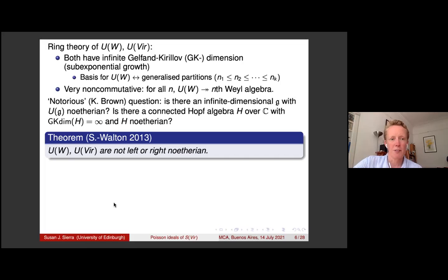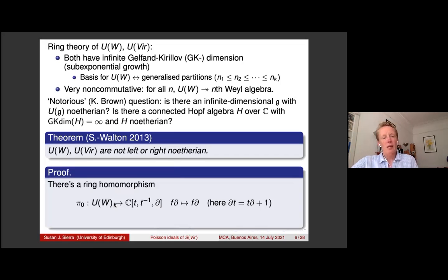So what's the proof? Well, there's a ring homomorphism. Well, there's a map from the Witt algebra to the localized Weyl algebra, which I'll write, abusing notation, as polynomials in t inverse and this operator del. This is just the obvious map, since the Witt algebra was constructed as a subalgebra of that under the bracket. So this is the obvious map from the Witt algebra to the localized Weyl algebra.